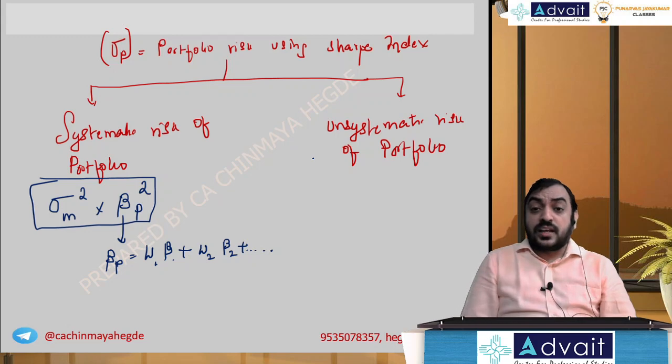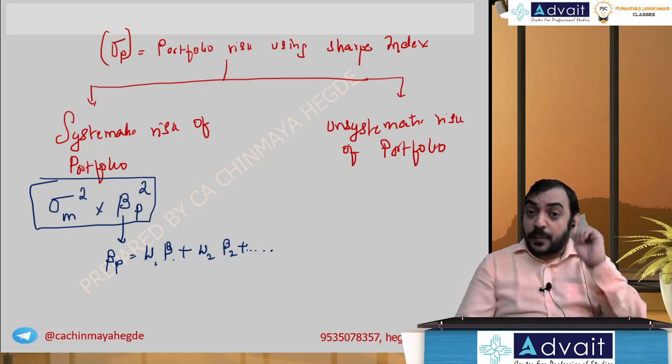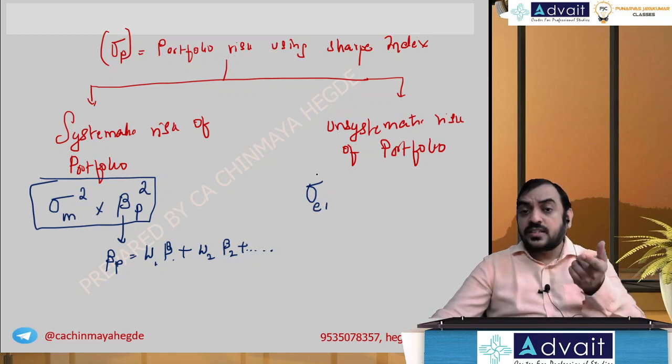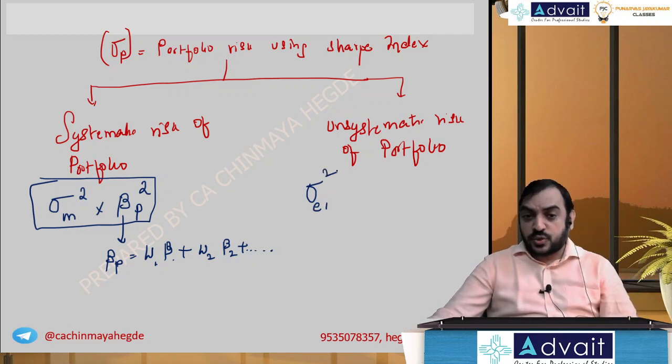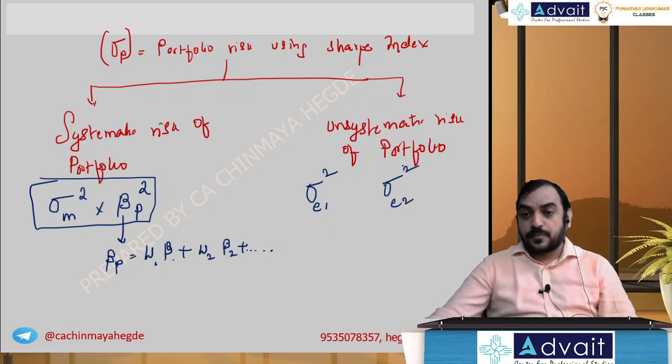Unsystematic risk, how do you calculate? Not a balancing figure. I don't know the total risk of the portfolio, I have to calculate it, not as a balancing figure. But from the security, I have got the balancing figure in the previous chart. So I will take security 1's unsystematic risk. I will say E1, unsystematic risk of the first security, square of course. Similarly, unsystematic risk of the second security, standard deviation of E2, square.